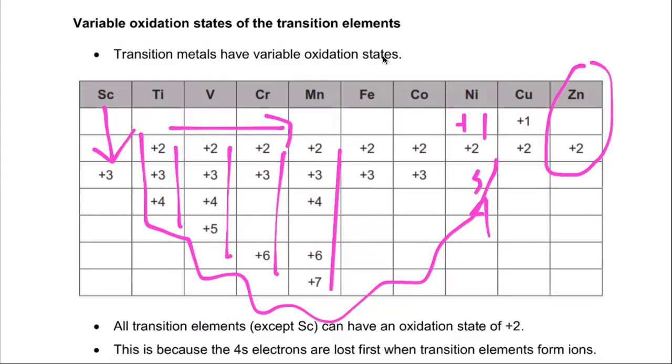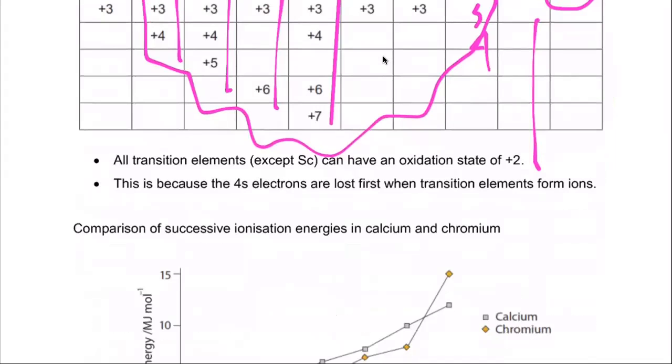So what you're going to see is it's showing you, based on their electron configurations or their orbital diagrams, what their possible oxidation states are, and a little bit of an explanation why that is. Essentially, it's what I said. They can all be +2 because they can all lose the 4s electrons. But the other ones will typically lose some of their d electrons as well, and that's what allows them to have multiple oxidation states.